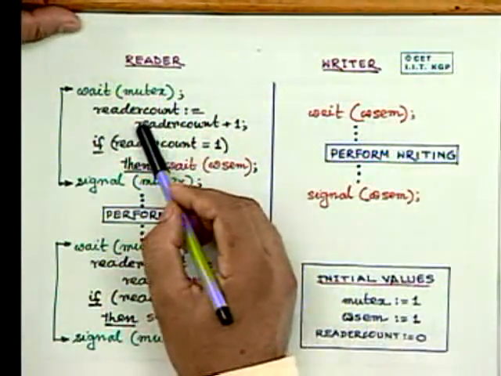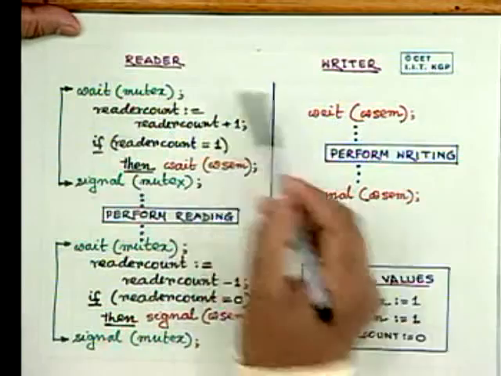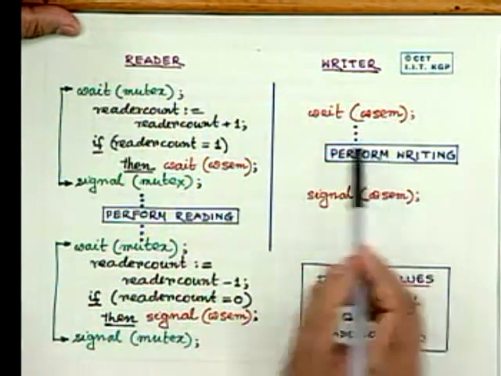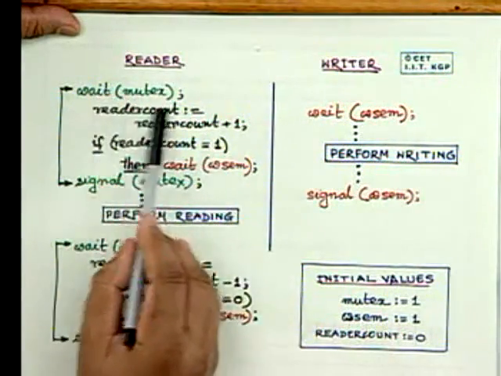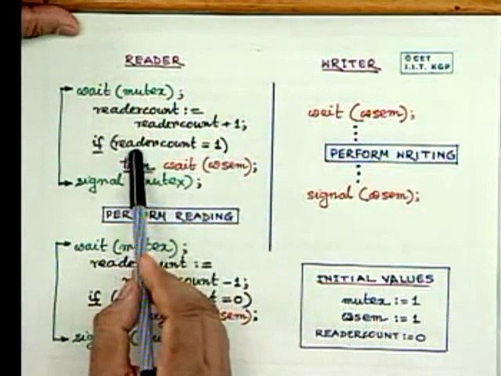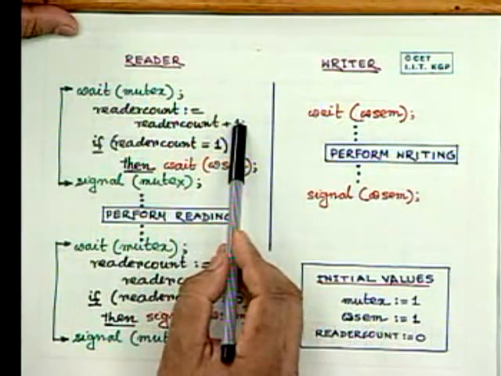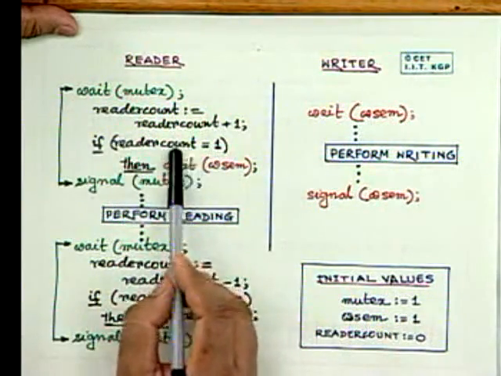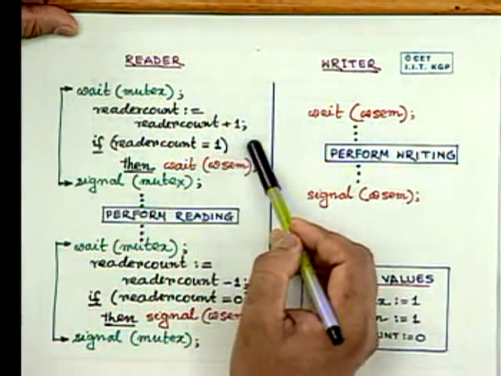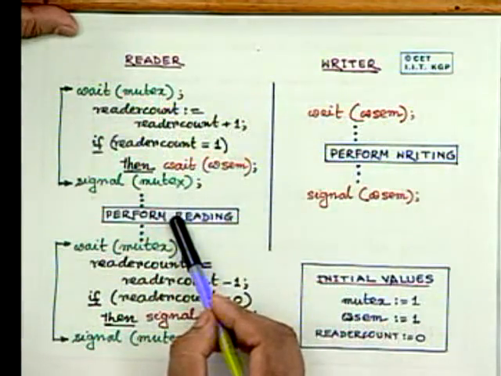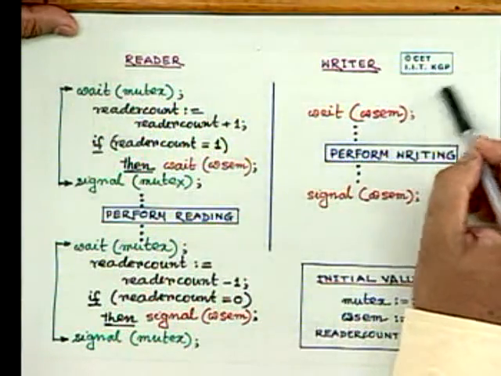Let us see what happens to the readers. The first reader that wants to enter, after a writer has entered the critical section, will wait on mutex and increment the reader count. It will find that the reader count was 0, and therefore the reader count will be made equal to 1. And since it's the first reader, with reader count equal to 1, it will also wait on WSEM. Therefore, the first reader that wants to enter the perform reading critical section will wait on WSEM. All the writers will wait on WSEM.